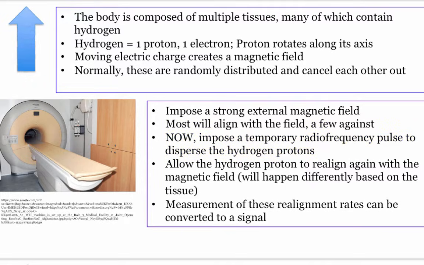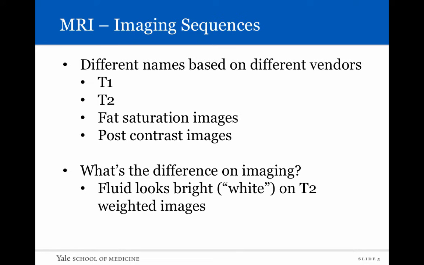Now if we take this radio frequency pulse away, the hydrogen protons will once again align with the external magnetic field. This will happen differently based on the tissue that the hydrogen proton is contained in. Again, remember that the hydrogen proton is like a little electric charge, and as it moves back to its equilibrium with the strong external magnetic field, it will create an electric charge, and this can be measured. Once we measure these electric charges, we can convert that to a signal that gives us the MRI images. So the basic measurements that we make result in T1 and T2 weighted sequences.